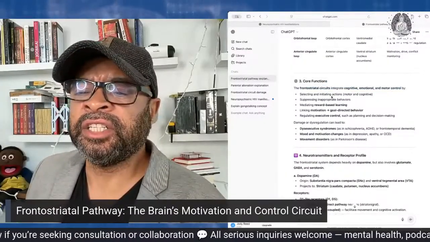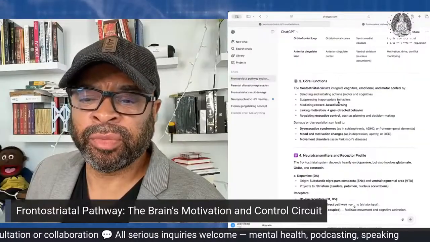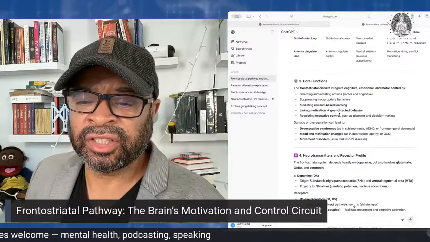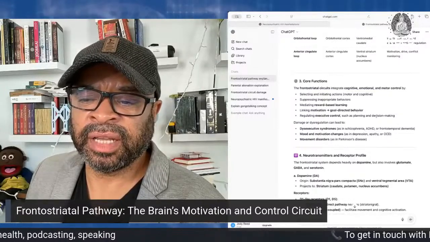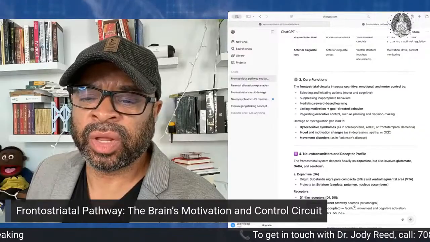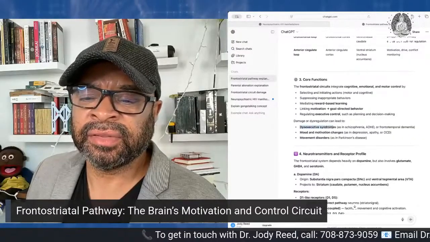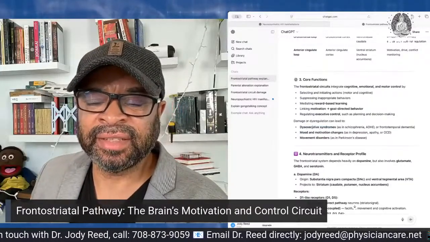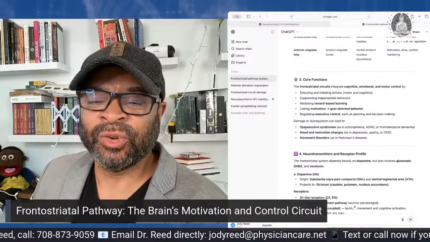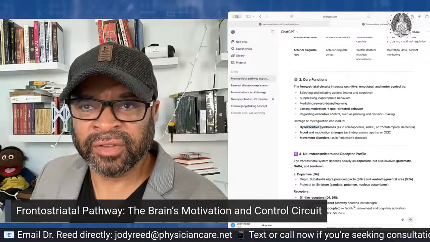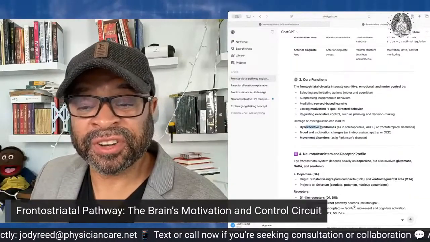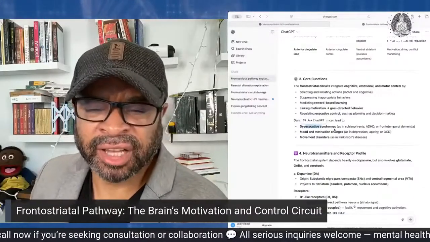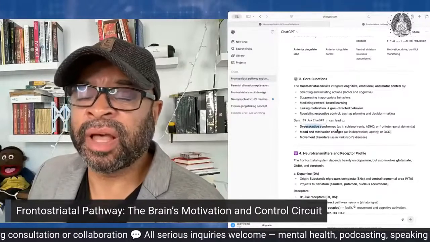Next, selecting and initiating actions, suppressing inappropriate behaviors, mediating reward-based learning, linking motivation such as goal-directed behavior, and regulating executive control such as planning and decision-making. Damage or dysregulation can lead to dysexecutive syndrome. There's another name that I use for this: executive dysfunction. These are persons behaving in a way that shows no planning or organization. It's just random behaviors and reactions, blind and unconscious reactions from their ego.